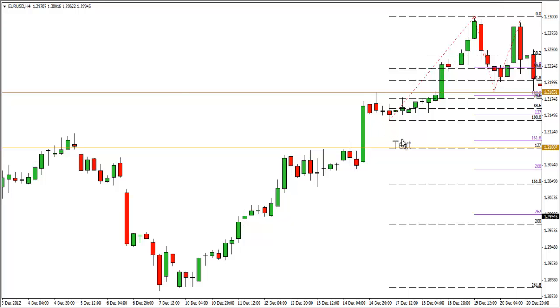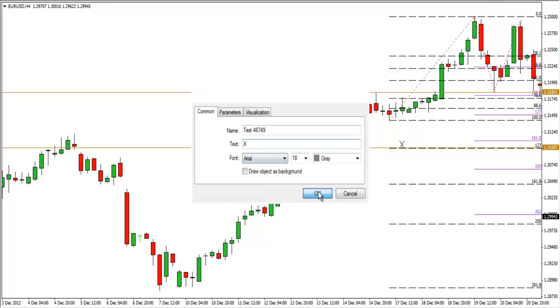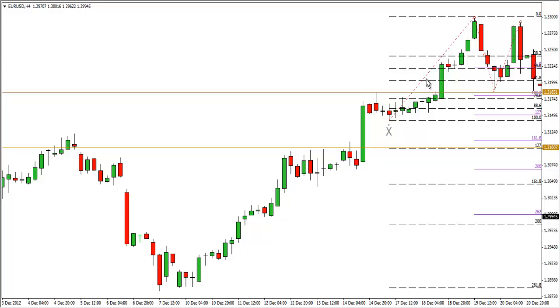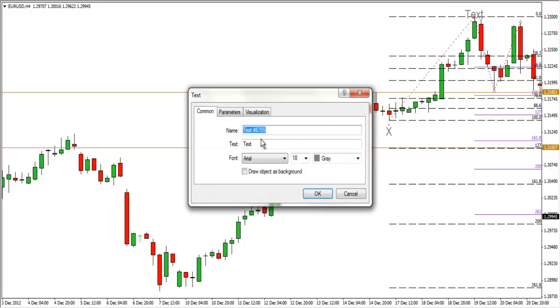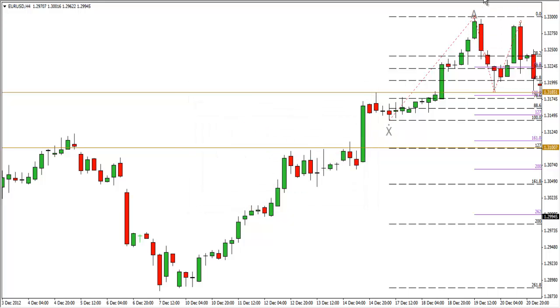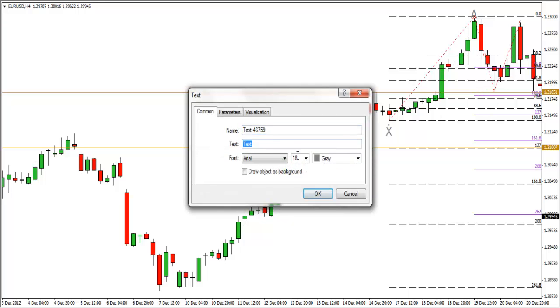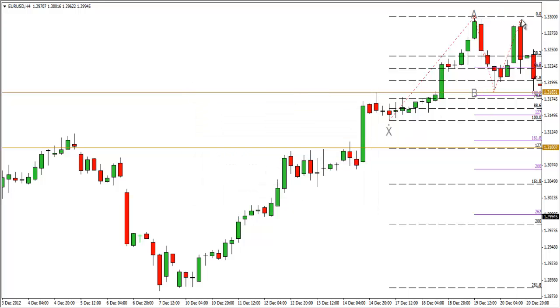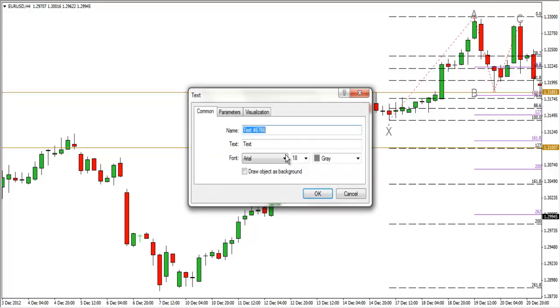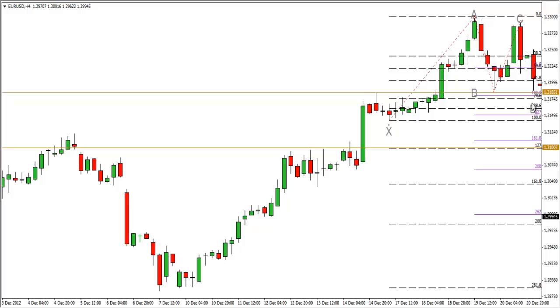Okay, so let me do some labeling. This will be X. This will be A. This would be B. This would be C. And this would be D, right? Termination point, alright? So let's run through the charts and see how we are going to manage this trade.